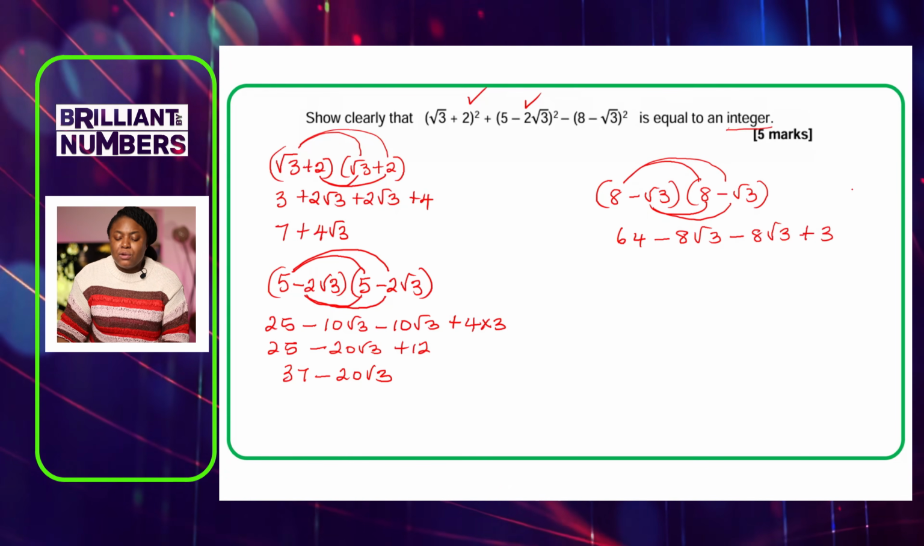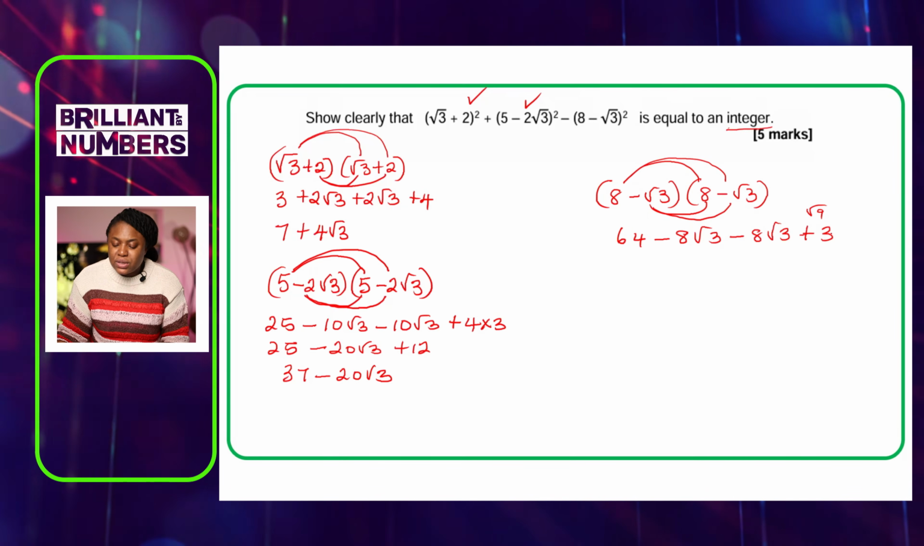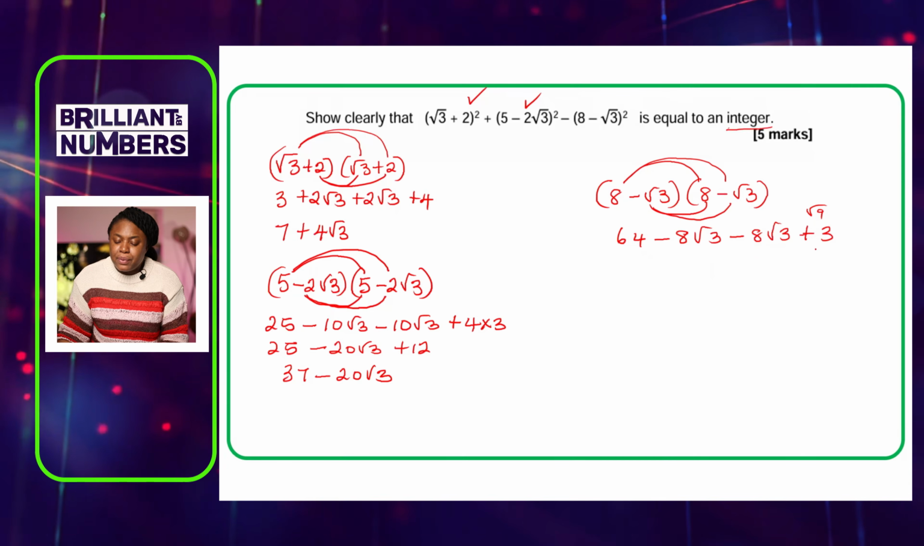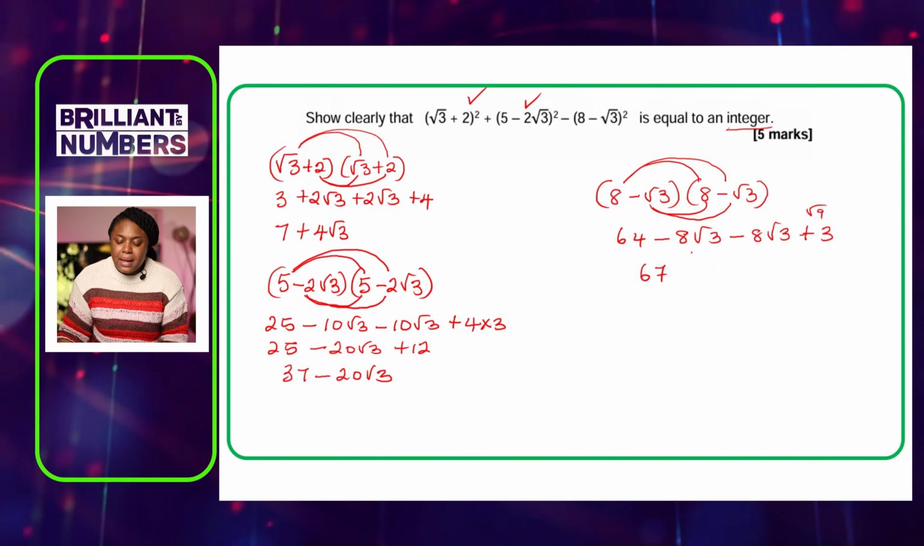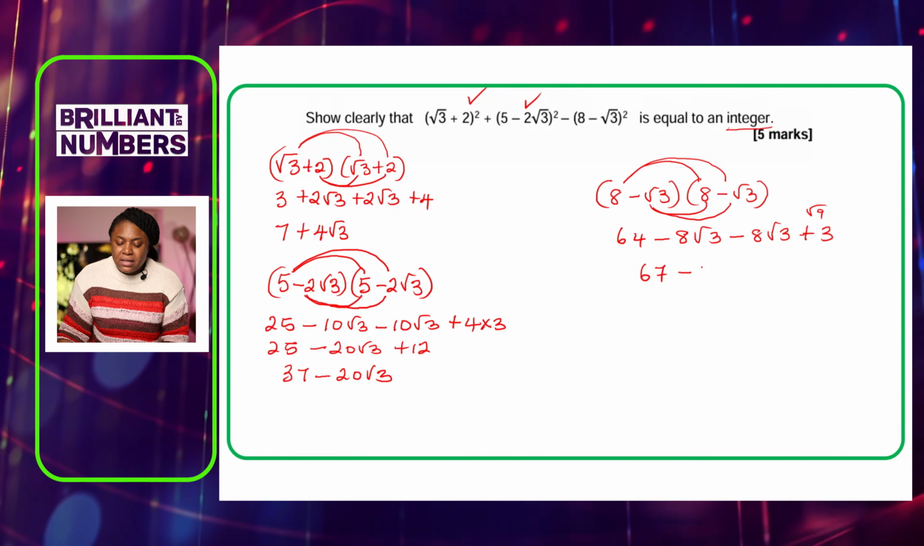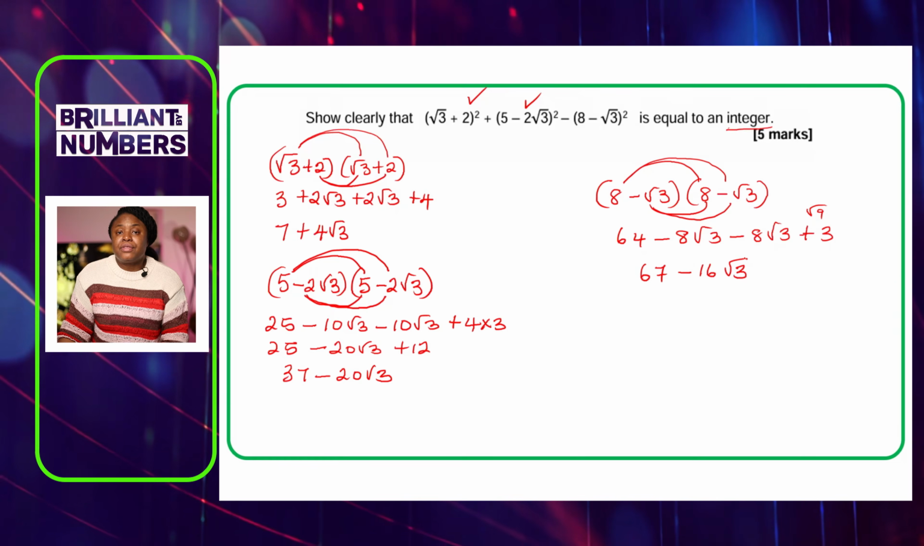So we write that down. Square root 9 is 3. If you want to, you could just put your square root 9 there and then show that it simplifies to 3. Now we need to simplify this. So 64 plus 3 is 67. Minus 8, and minus 8 is minus 16. So this is minus 16. Common root is root 3.